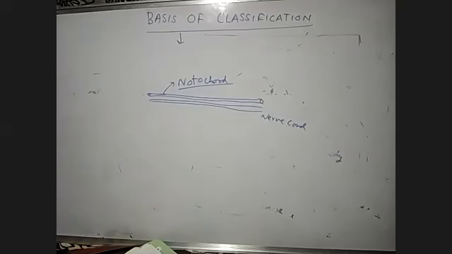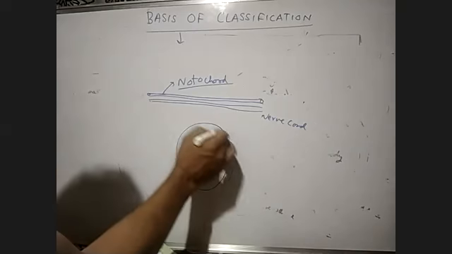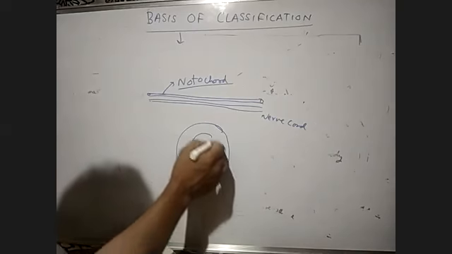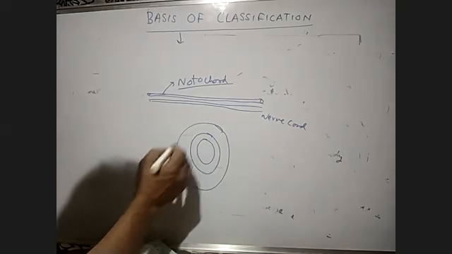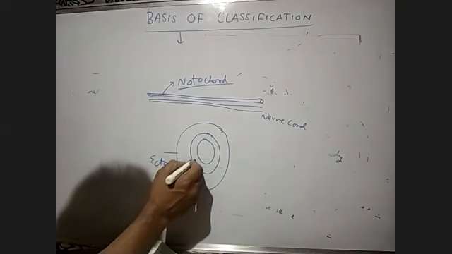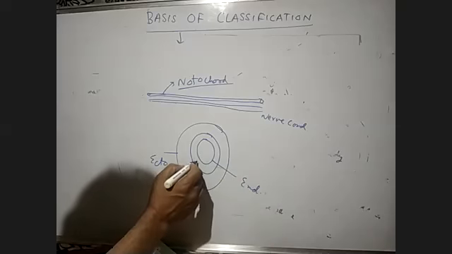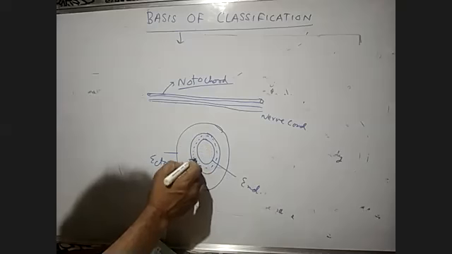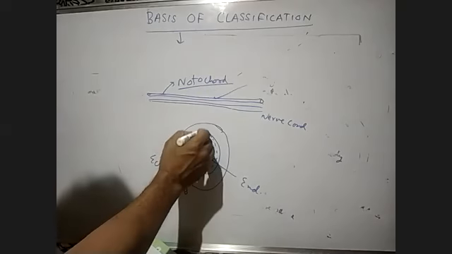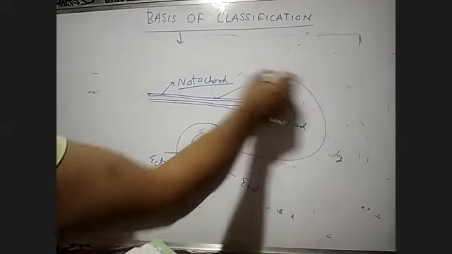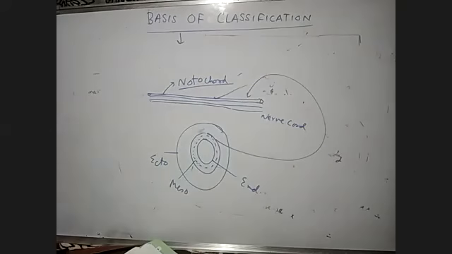The notochord is obtained from the mesoderm part. Suppose this is the ectoderm, this is the mesoderm, and this is the endoderm. So here, this part will change into the notochord. Mesoderm will change into the notochord.